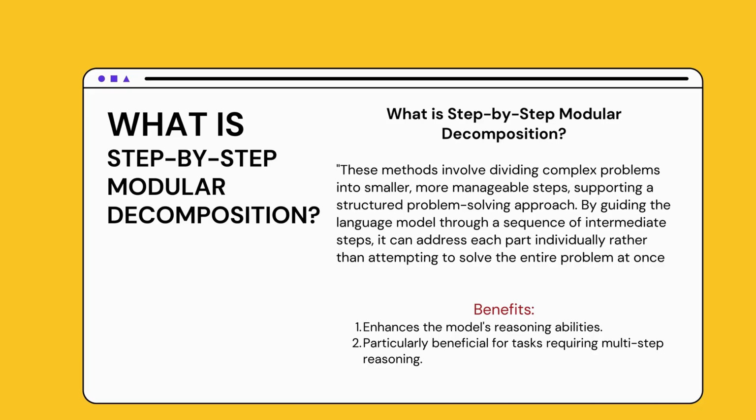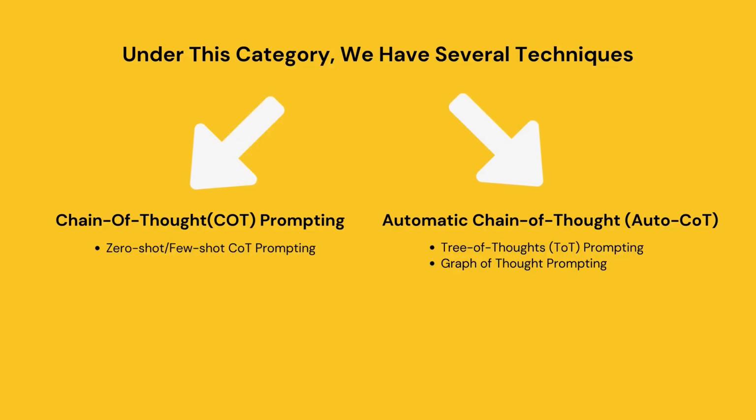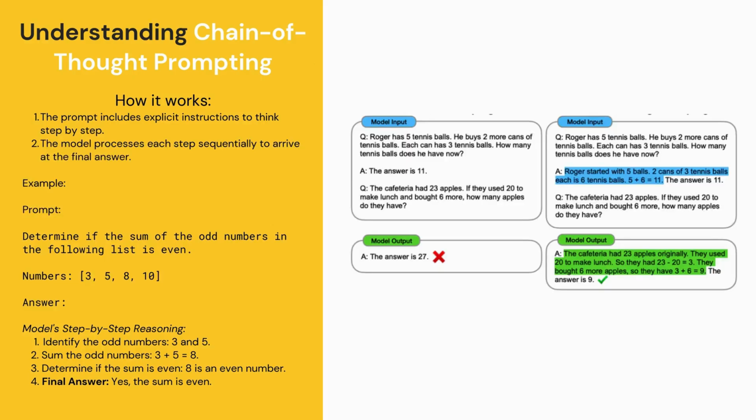Under this category, we have several techniques. 1. Chain of thought, CoT, prompting, zero-shot/few-shot CoT prompting. 2. Automatic chain of thought, Auto-CoT, tree of thoughts, TOT, prompting, graph of thought prompting. First, let's explore chain of thought, CoT, prompting.